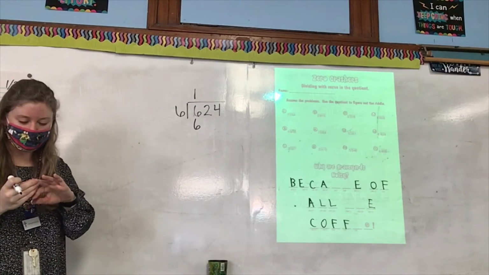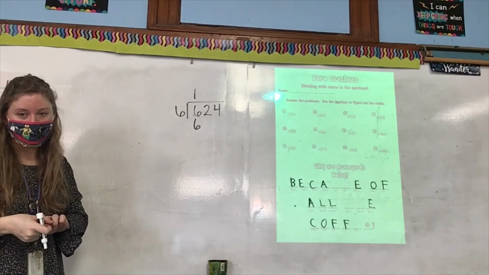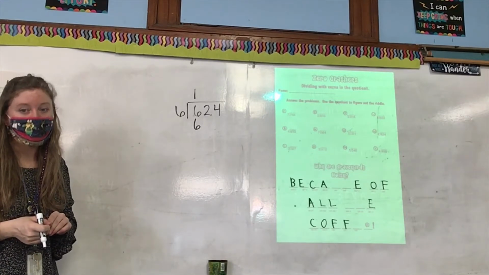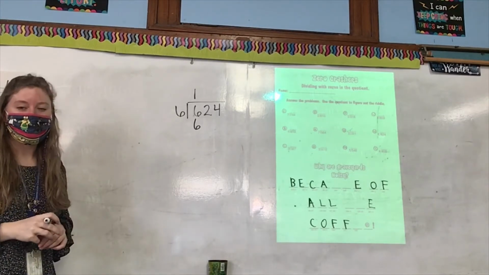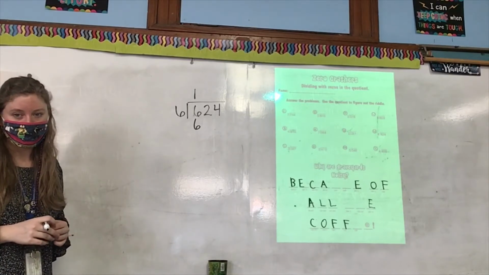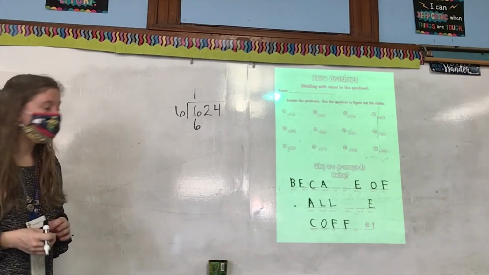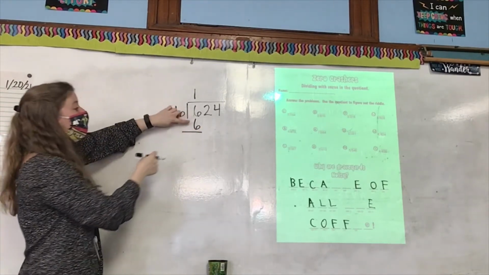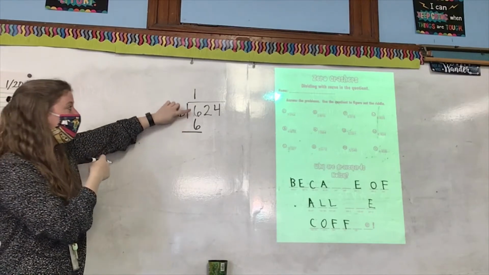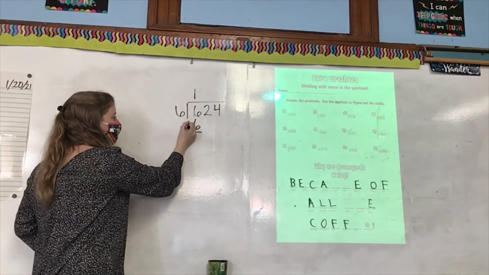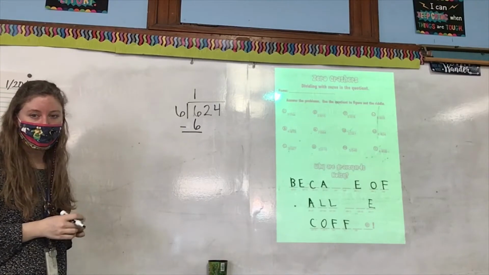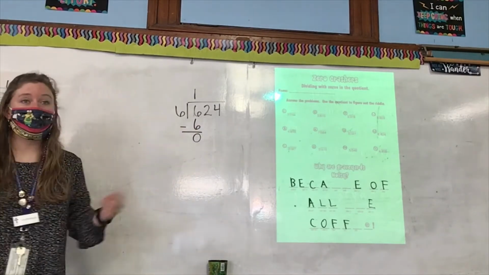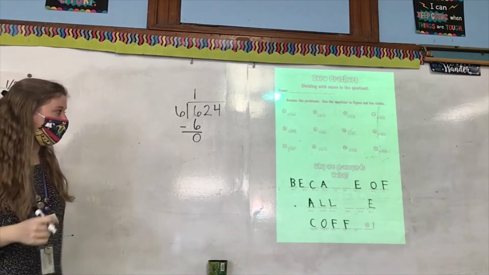What do we do next, Zari? We subtract the first digit. You can tell me in numbers, please. We subtract 6 minus 6. So we subtract 6, the answer to our multiplication problem, from 6, the first digit of our dividend, to get what? 0. We line that up, of course, with our subtraction problem. What do we do next, Zari?